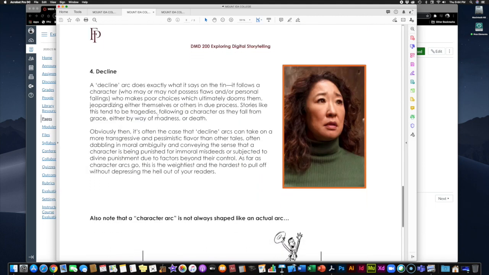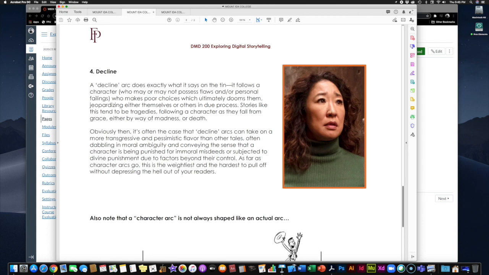And then lastly is the decline arc. Now, some people really love the decline arc because this is where the character, unlike the previous three examples where the characters are not the best versions of themselves at the beginning of the story, and then they become better people, in the decline arc, our main character starts out as a pretty good person, and then they go downhill. Decline arc does exactly what it says, right? It follows a character who is probably not perfect at the beginning, but is generally a good person. And then they start making bad decisions or poor choices, and ultimately it dooms their character and sends them on a really interesting story. You can probably think of lots of stories like this.